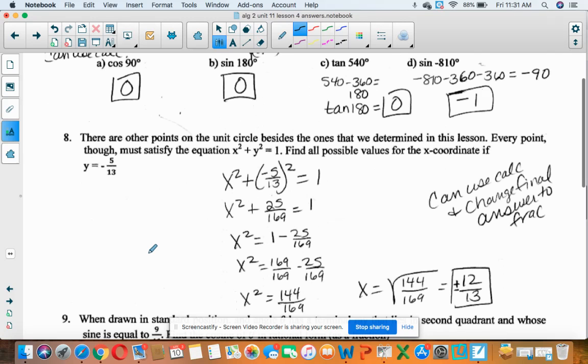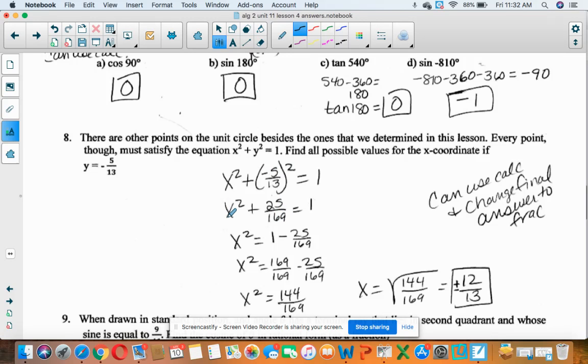Number 8, there are other points on the unit circle besides the ones that we determined in this lesson. Every point, though, must satisfy the equation x squared plus y squared equals 1. Find all possible values for the x coordinate if y equals negative 5 over 13. So all I'm doing is plugging in negative 5 over 13 for y. I'm squaring that. It is a negative, but it's being squared, so it's going to be positive 25 over 169.